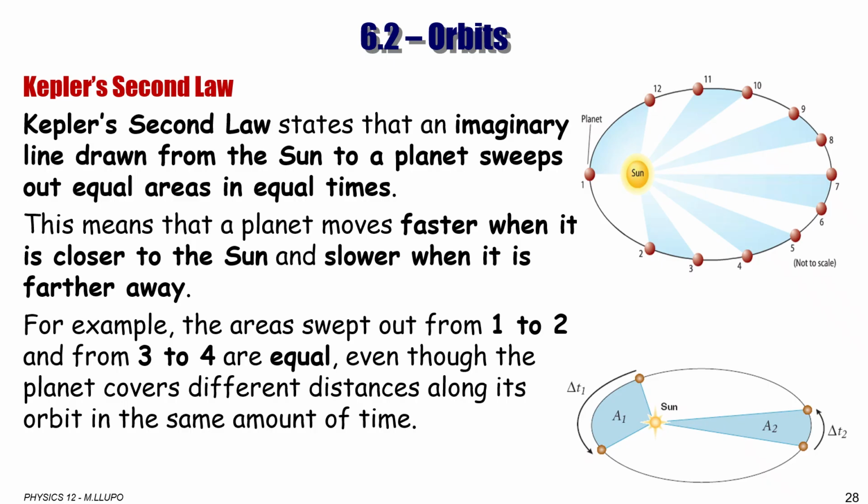As a result, the planet from point 1 to point 2 has to move faster to cover the bigger distance for the same interval of time, compared to 3 to 4, when it moves slower for the same amount of time and covers a smaller distance in order for the areas to be equal.